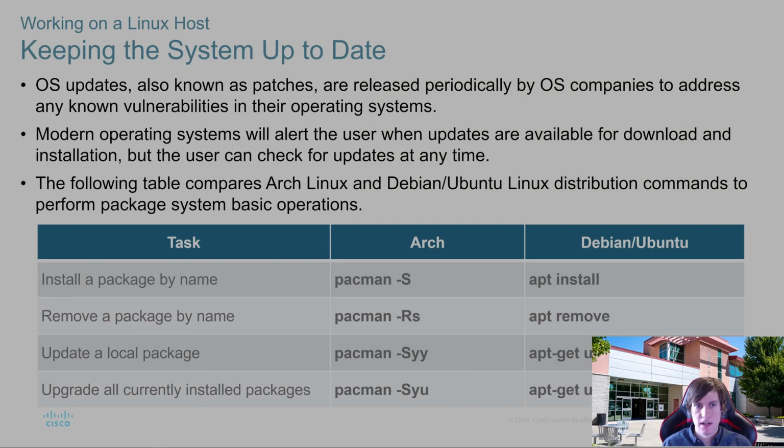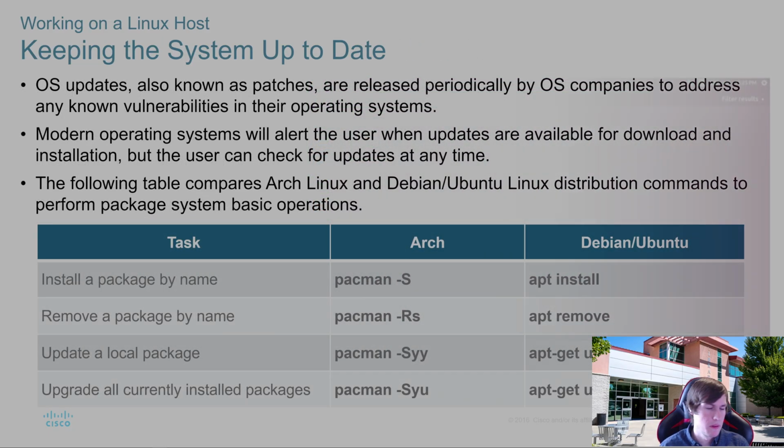So keeping the system up to date, as I mentioned, it's important to not let your system become out of date, because when vulnerabilities are discovered, it's not just the good guys, but the bad guys as well. So modern operating systems will alert the user when updates are available for download, but the user can check for updates at any time. The following table compares Arch Linux and Debian Ubuntu Linux distribution commands to perform package system-based operations. So again, we're using this, but Arch is also popular.